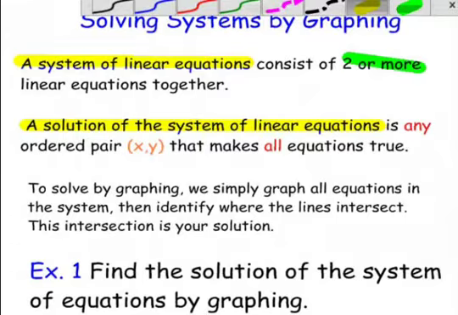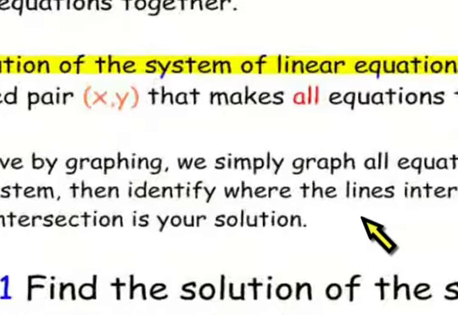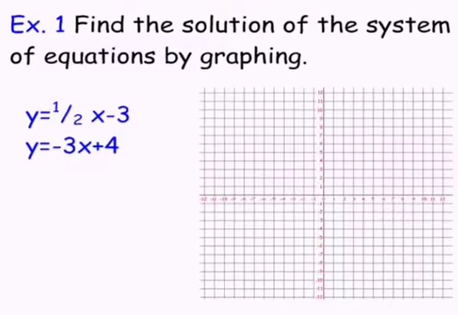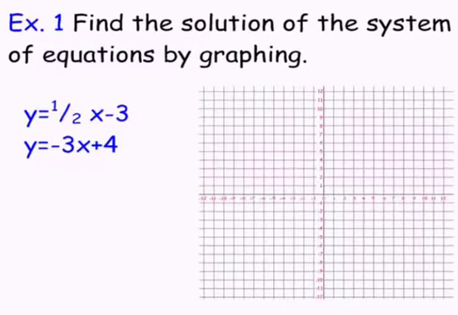To solve by graphing, we simply graph all equations in the system, then identify where the lines intersect. This intersection is your solution. Example 1. Find the solution of the system of equations by graphing.